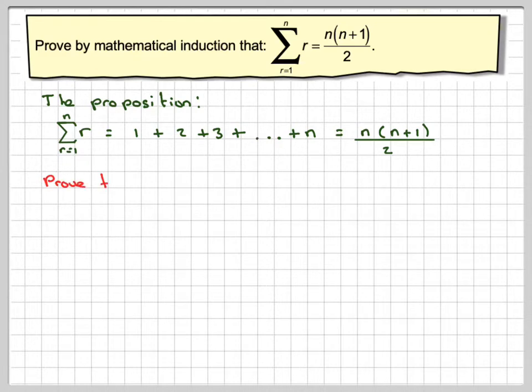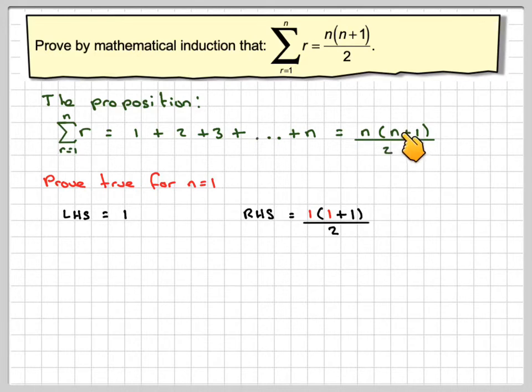First step is you have to prove it true for some value, so it's easiest to take the first value, which is 1. The left-hand side is equal to 1, and the right-hand side, when n is equal to 1, so you substitute n = 1 in here, you get 1, 1 plus 1 makes 2, 2 over 2 makes 1. Therefore, the result is true for n = 1. Don't forget to write in what you're doing.